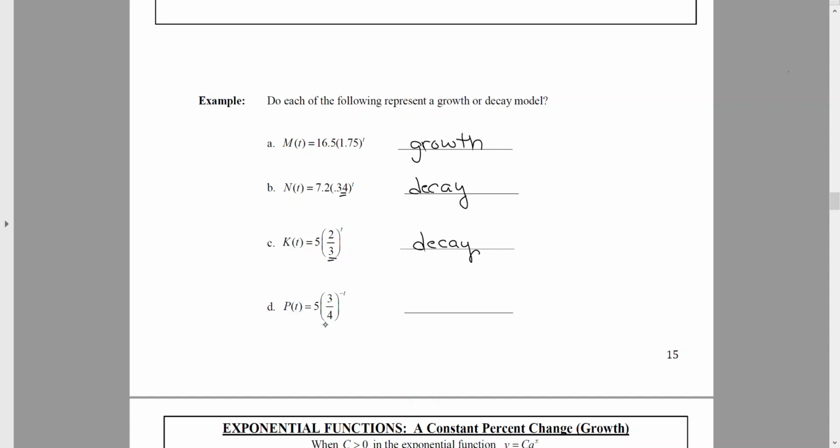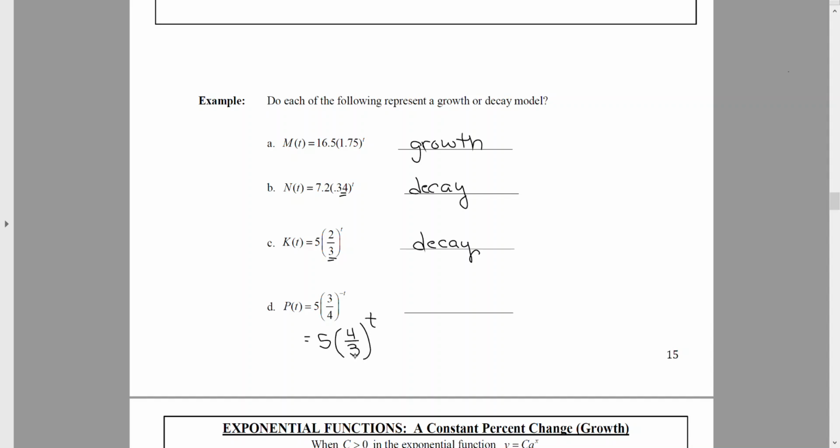We have to be careful about this last one, though. Notice we see the number 3/4. That's a number less than 1. It's between 0 and 1. So our initial response might be that this is a decay, but take a look at the power. The power is to the negative t as opposed to positive t like the other ones had been. So to make this a positive t exponent, we have to remember what a negative exponent does. It takes the reciprocal of our base. So really this is the same as 5 times 4/3 raised to the positive t power.